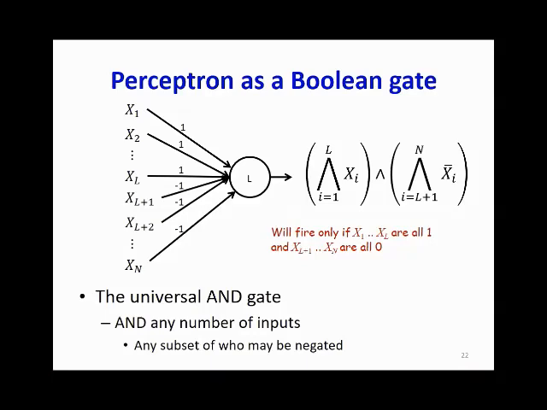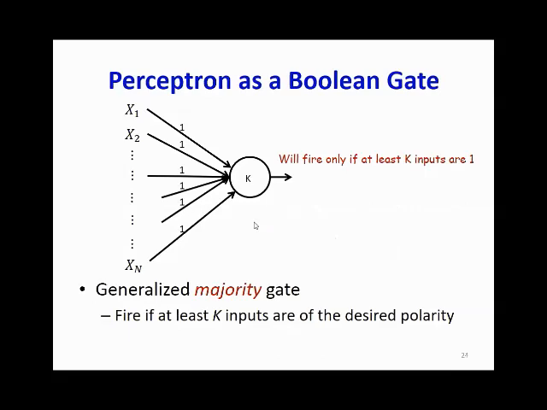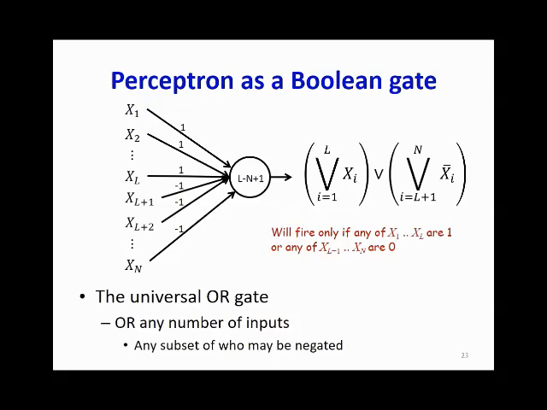And then you have this one here. This is what I call a universal OR gate. This will fire if any of the first L inputs are 1 or any of the remaining inputs are 0. And so again, it's a complex function, and you can see why this is the case, right?